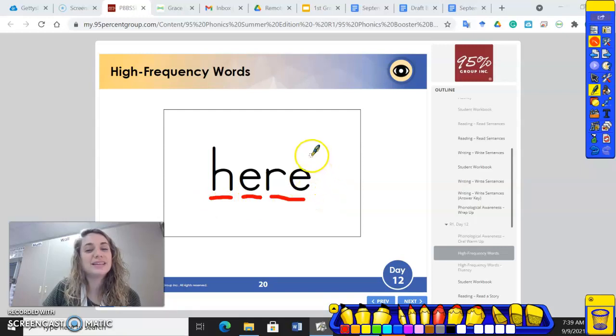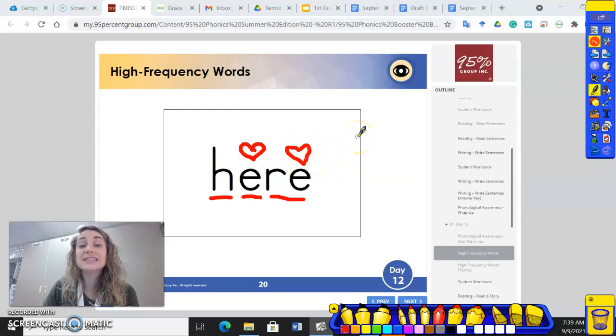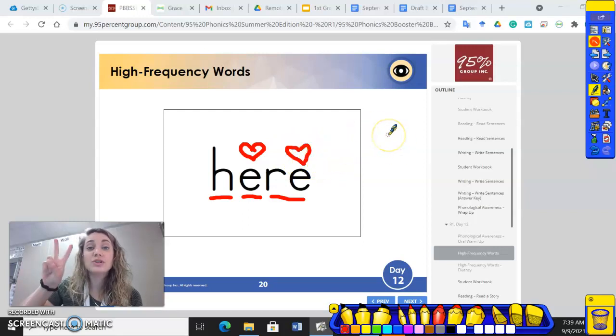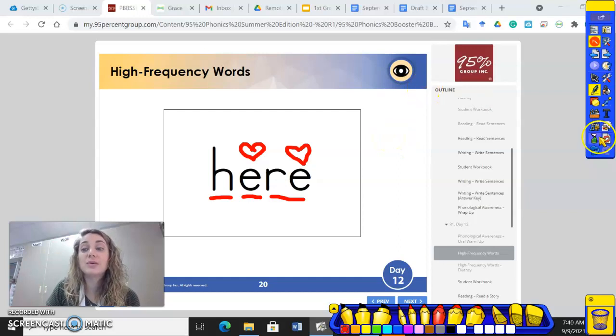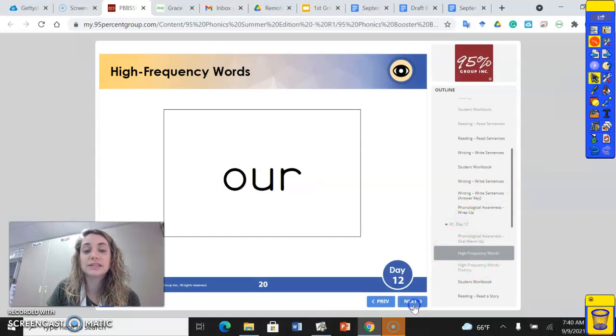I think you can see we have a couple of heart parts. So first, it's our E, because this E is not saying like it should. And then we have our second E, because that E is not saying anything. So we have 2 parts that we need to remember by heart in the word "here." Let's go to our next high frequency word for today.